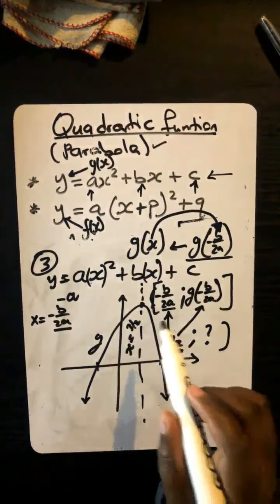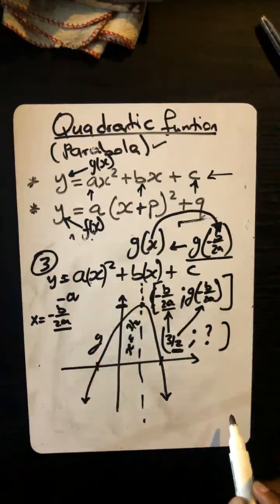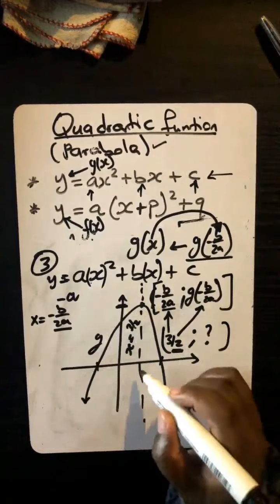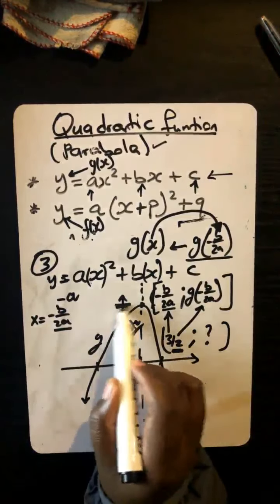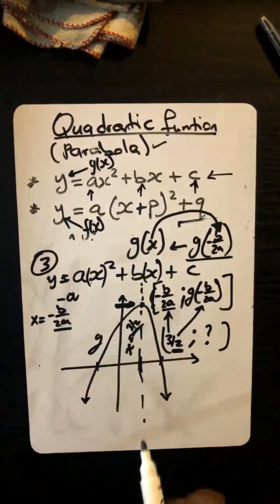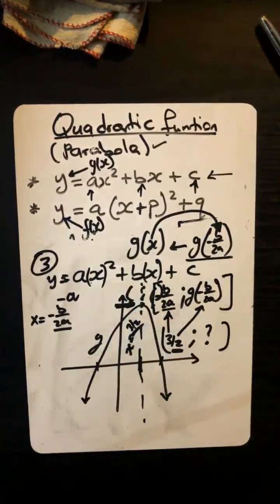So what is that y value? That y value is this one, guys. Obviously we need the x value, which is 3 over 2, and the corresponding y value is going to be that one over there. Then that's how you get the coordinates of the turning point. Guys, did that make sense to everyone?